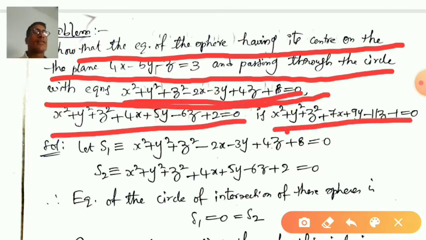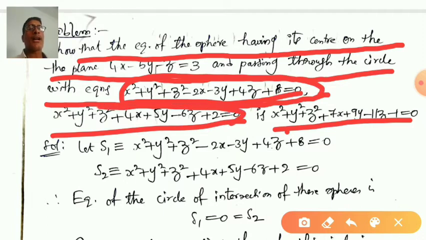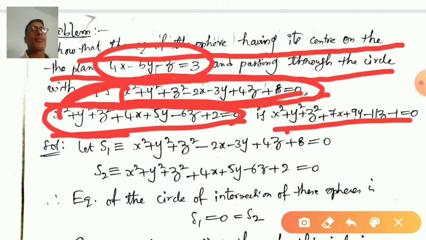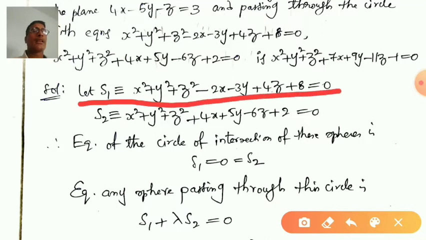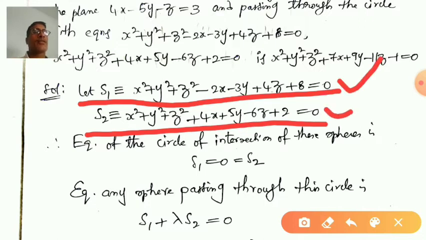Here what we have to do in this problem, you are given two sphere equations. We have to find the sphere passing through the circle of intersection of these two spheres, and also its center lies on this plane. By applying these two conditions, we have to obtain the sphere equation. So first, S1 is equal to this sphere, and sphere S2 is given like this. This is the equation of the sphere S1 and this is the equation of the sphere S2.